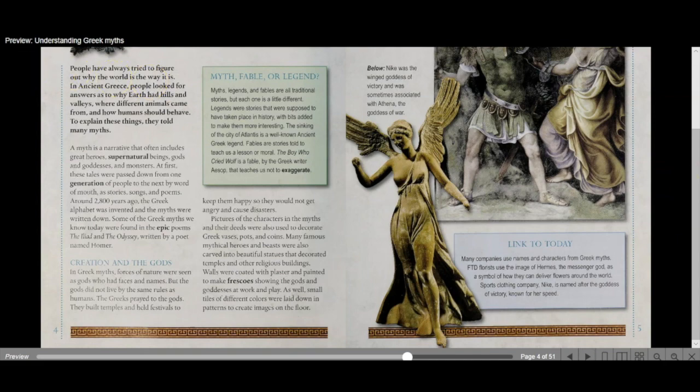So you're going to read this and you're going to add to your notice and wonder. So what are you going to do? You're going to read the section and you're going to add it to your notice and wonder. So pause the video now.